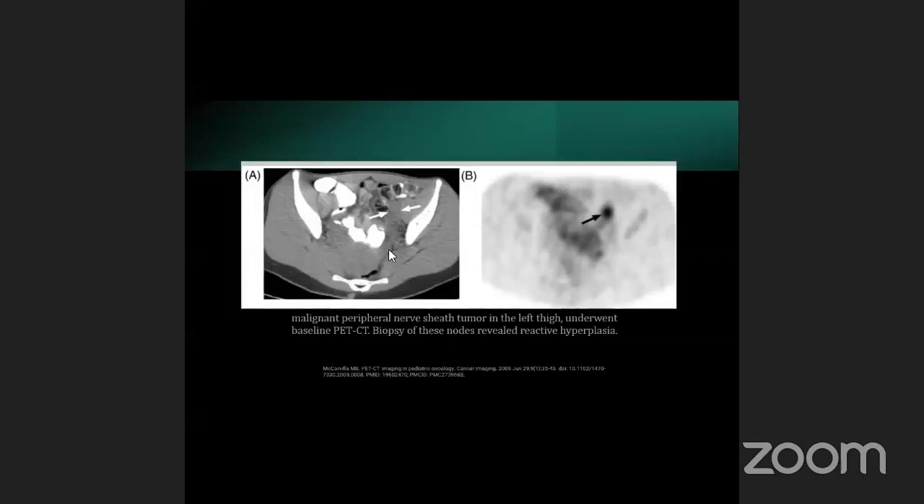Let's go to another example, which is a challenge when you find something in the CT and something again in the PET. There is uptake, but the uptake in the PET is not very high, and they think that it could be a mass lesion because the patient already has a history of malignant peripheral nerve sheath tumor. When they took the biopsy from this lesion, it showed that it is just reactive hyperplasia.